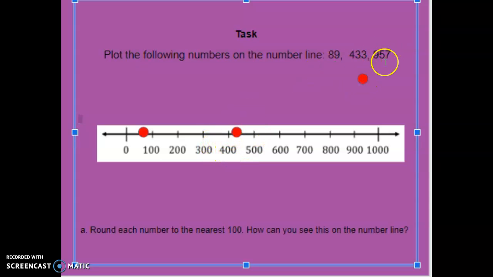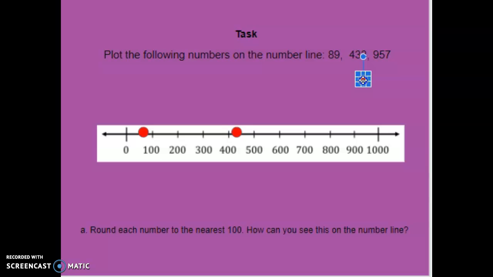The next one is 957. Again, you're going to look at that hundreds place value. There is a 9 in the hundreds place value. So in your mind, you should be thinking, I know that it's already in the 900s, so 900 must be my first 100. The second 100 must be 1,000. So we're going to come down here and we're going to decide, is it going to be before 950 or is it going to be after 950?